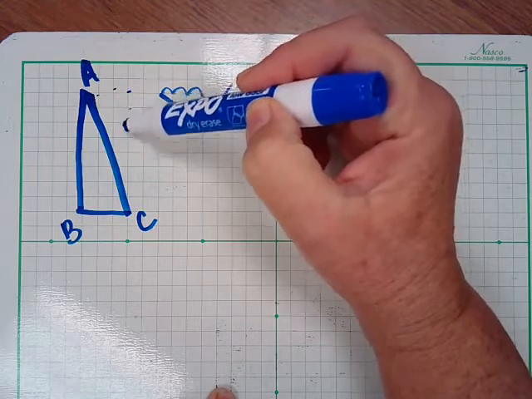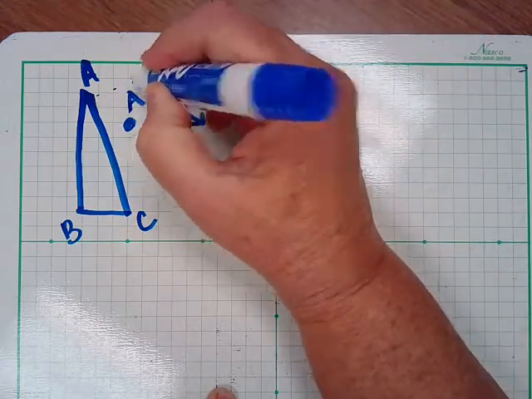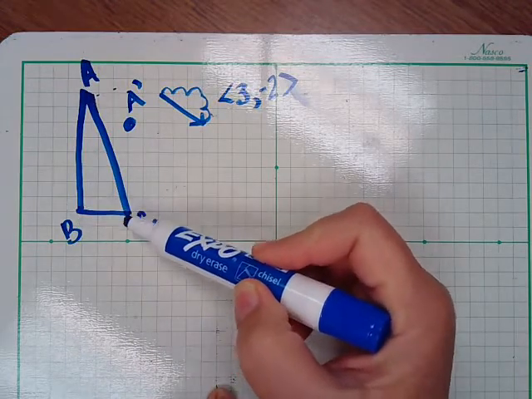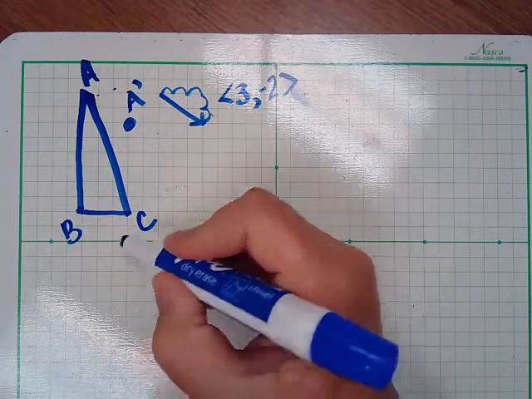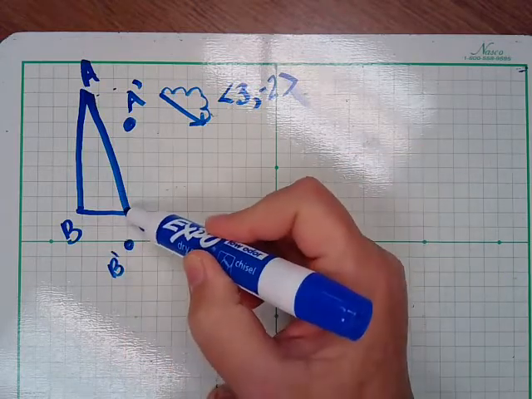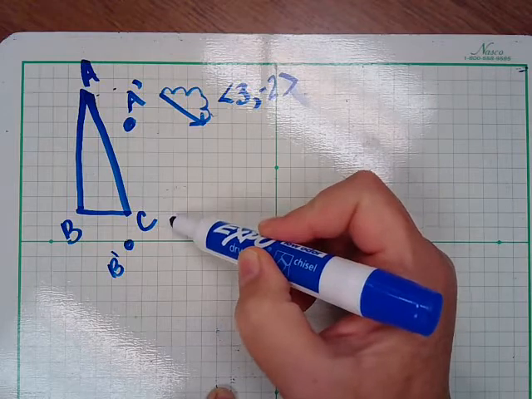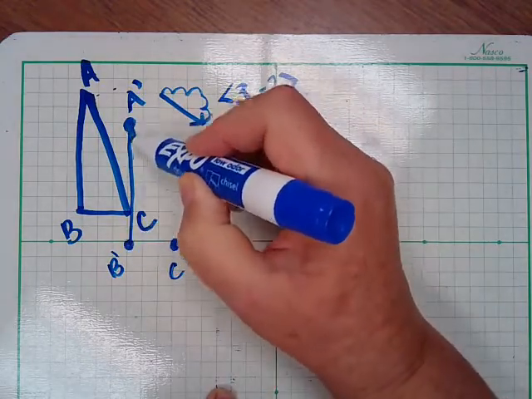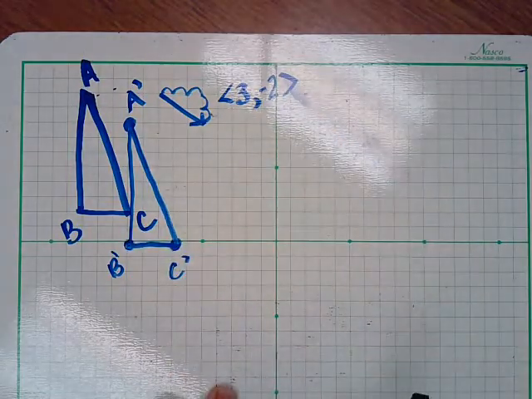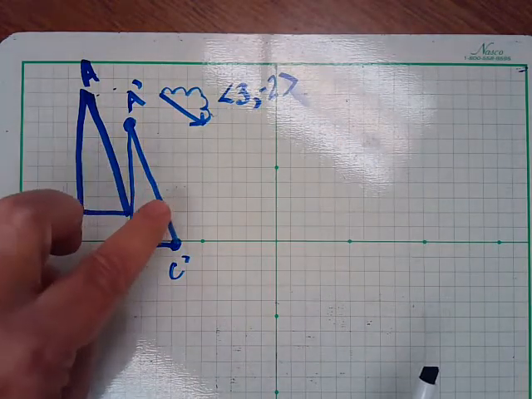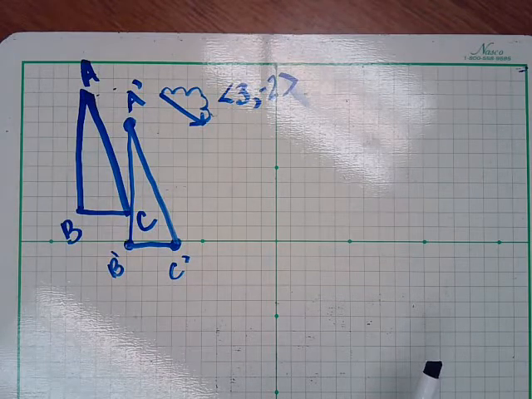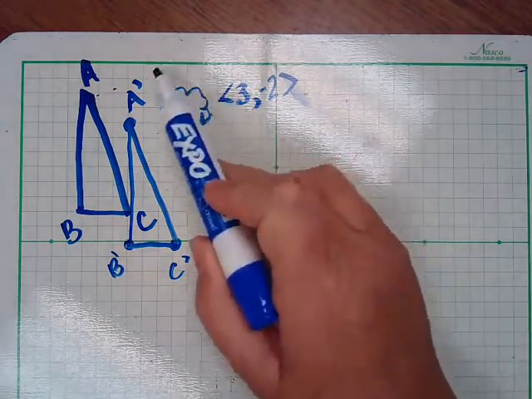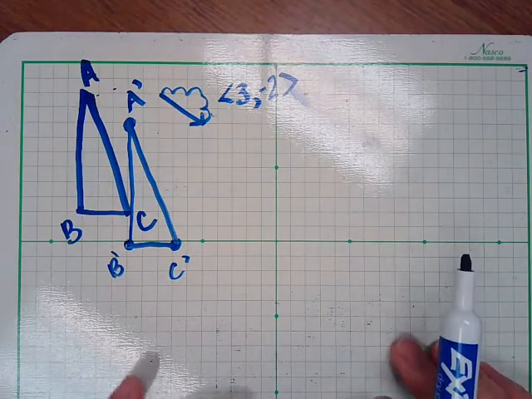All right, so A prime is going to be 1, 2, 3 units over and 2 units down. So right here is going to be our A prime. B prime is going to be 3 units over, 1, 2, 3, and 2 units down. So right here is our B prime. And C prime is going to be 1, 2, 3 units over, and 1, 2 units down. So here is our C prime. And then we can draw this triangle. This is our pre-image, this is our image after the translation. We translated it 3 units to the right and 2 units down.